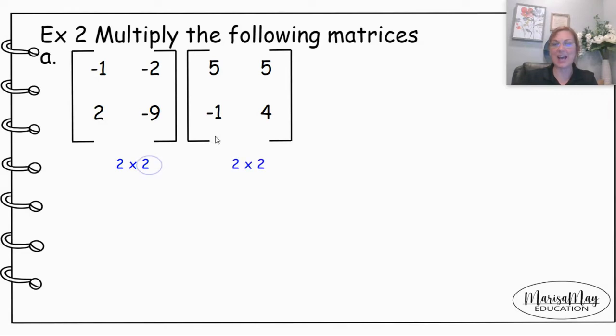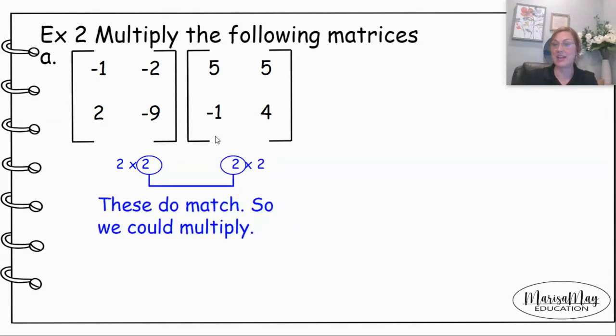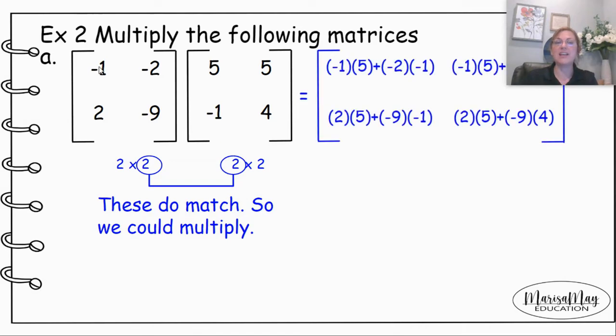So after we look at those dimensions, we see that we can multiply. So I've got -1 times 5, -2 times -1. I'm adding that to go in that first element. I have to do all of that just to get the first element.